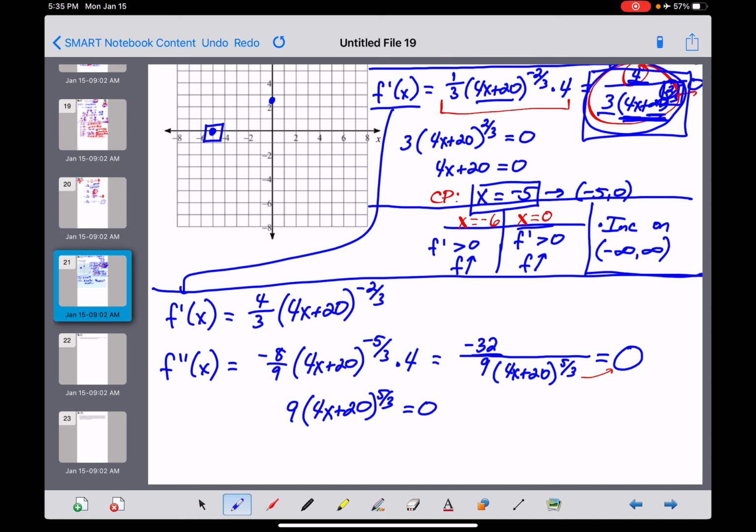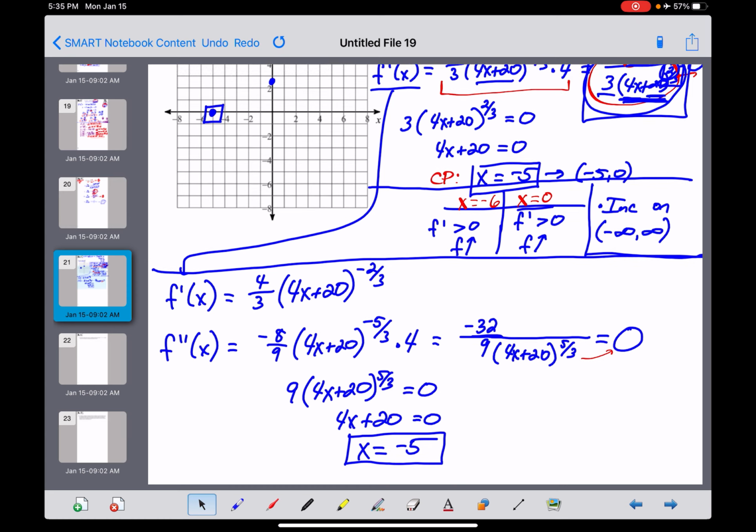But I think you guys see what's going to happen here. Dividing by 9, the right side is still 0. Then we would take both sides to the 3/5 power, the right side would still be 0. So we would simply set 4x plus 20 equal to 0, and once more, we're going to get x is equal to -5. So what we have right here is a potential point of inflection.